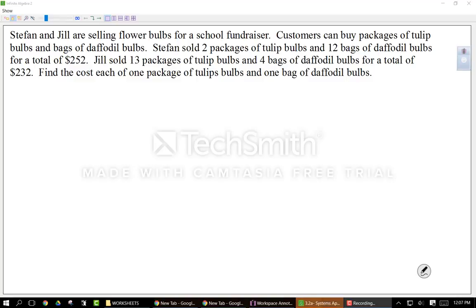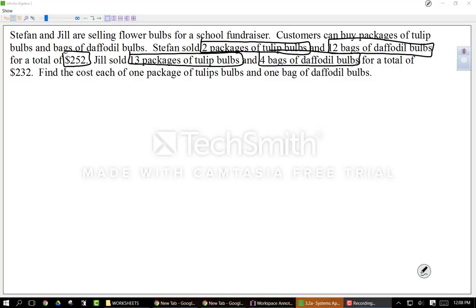So this person bought 2 different packages of tulips and then 12 bags of daffodils for a grand total of $252. Then this person bought 13 tulips, 4 daffodils for a total of $232. My goal is to find the cost of 1 tulip and 1 daffodil. Yes, I underlined a lot of things, but those things are important to the problem.